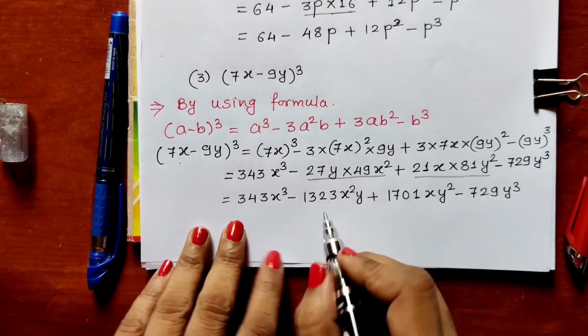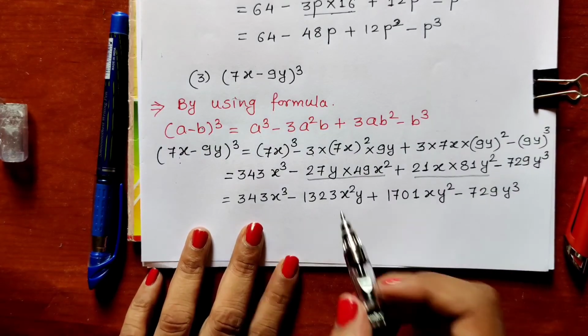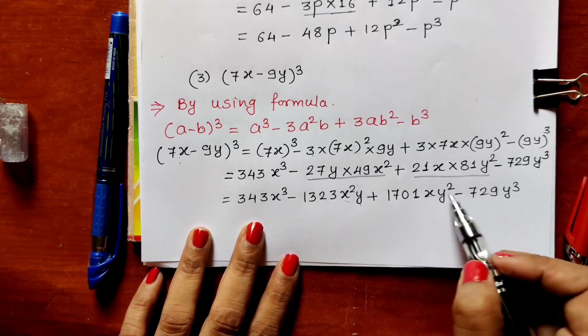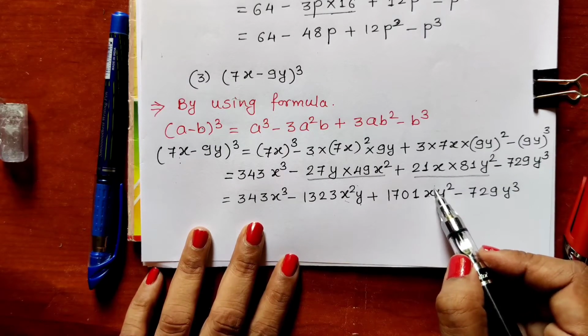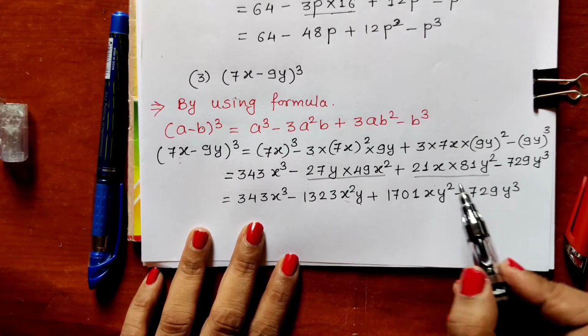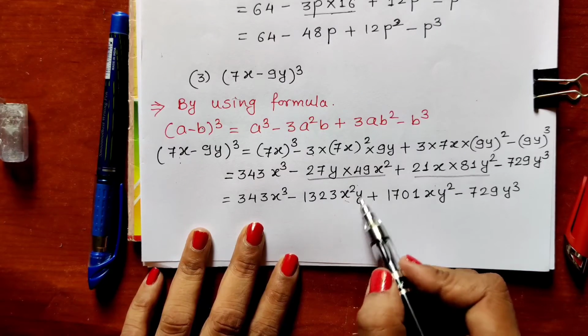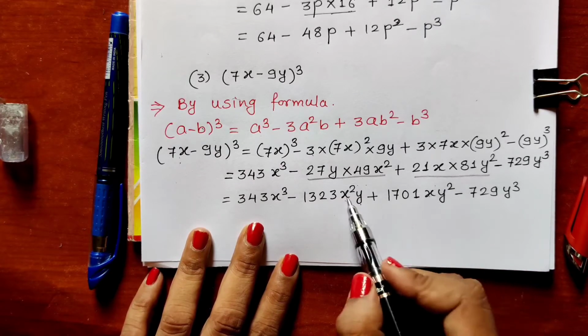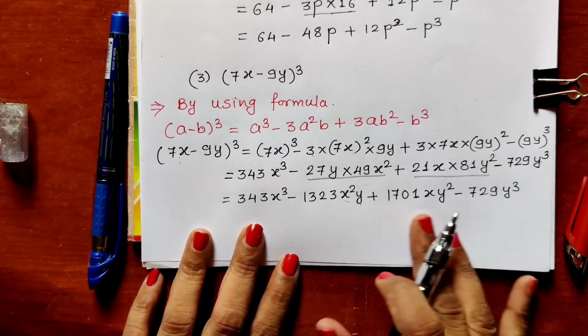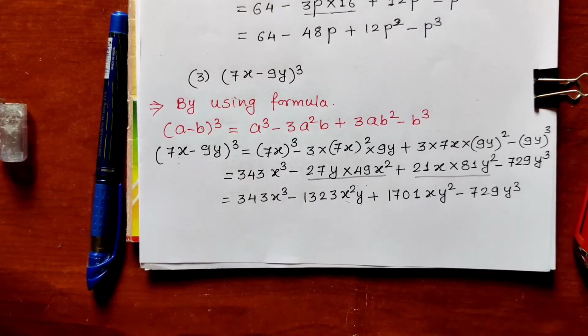So in this way we have got 4 terms, and all 4 terms are different. This is the x square y term and this is the x y square term. Here x has power 1 and y has power 2; here x has power 2 and y has power 1. So they are not the same terms, they are different terms, so they cannot be added. In this way, this is the answer.